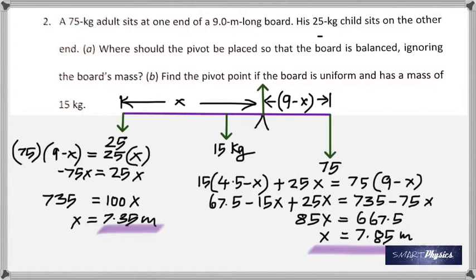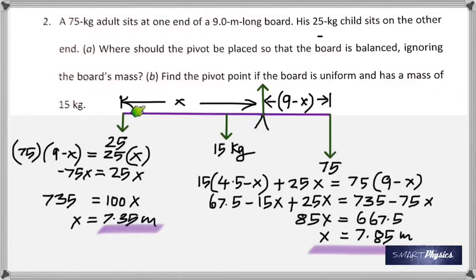Well, in this question, a 75 kilogram adult sits at one end of a 9-meter long board. This is where he's seated. And a child, 25 kilograms, sits at the other end. The question is, where should the pivot be placed so that the board is balanced? And in the first case, you ignore the board's mass. So in the first case, you do not have this 15 kilogram.